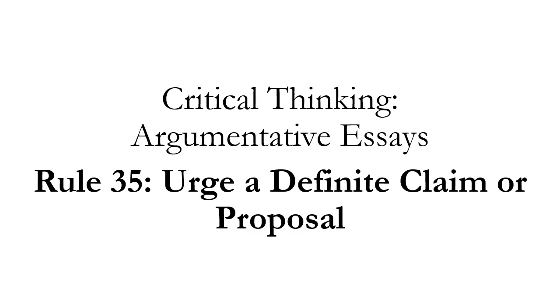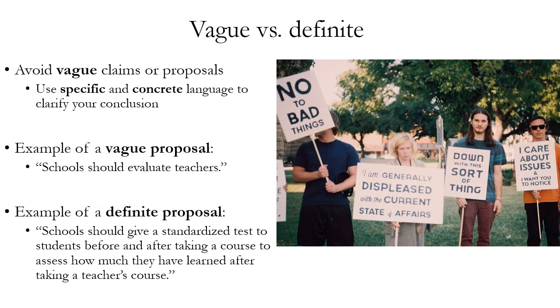Rule 35 says to use definite claims and proposals. There are different types of things you could be arguing for, either a claim or a proposal. A claim is about what someone should believe, a proposal is about what they should do. The general rule is to be specific and concrete in the language that you use to clarify your conclusion. Here's an example of a vague proposal. Schools should evaluate teachers. That's saying something, it's not saying nothing, but it's not being clear or concrete about how they should evaluate teachers.